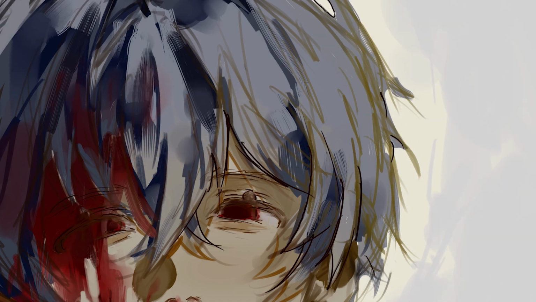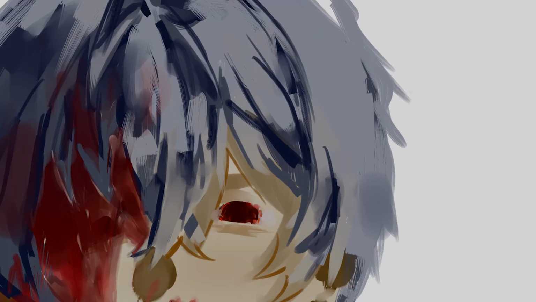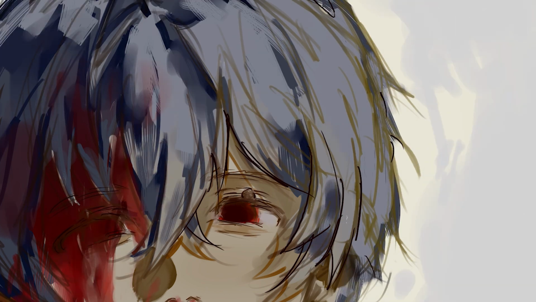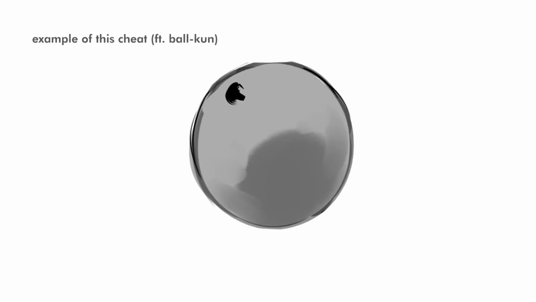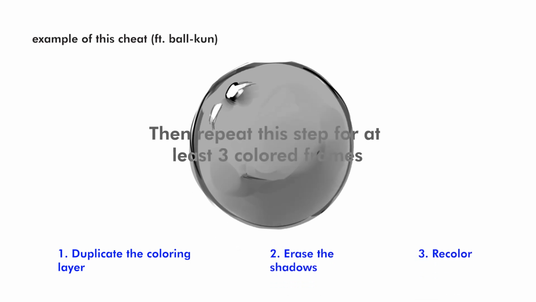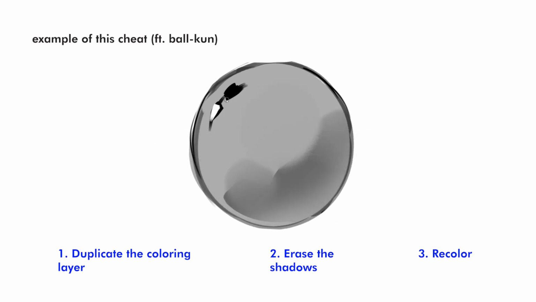Cheat number 1. I save time by doing less line art and more coloring. It appears like I'm doing a lot in the end result, but in reality, I'm just using the same line art layer, but making different layers for the colored frames to make it look like it's moving. I like doing this so that I can make my still illustrations look a little bit more dynamic. To make life easier for me, I just duplicate the coloring layer, erase the shadows, and recolor it so that it looks randomized. And loop the 3 frames.